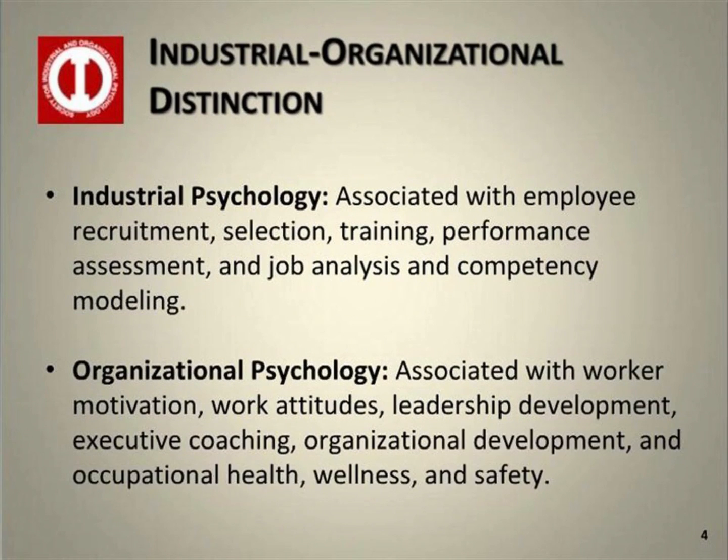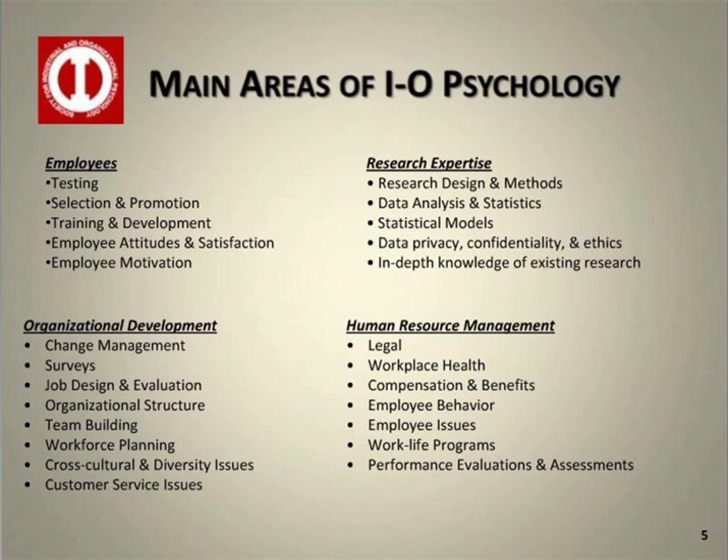IO psychology has traditionally been divided into two parts: industrial psychology, which is associated with employee recruitment, selection, training, performance assessment, and job analysis and competency modeling, and organizational psychology, which is associated with worker motivation, work attitudes, leadership development, executive coaching, organizational development, occupational health, wellness, and safety.